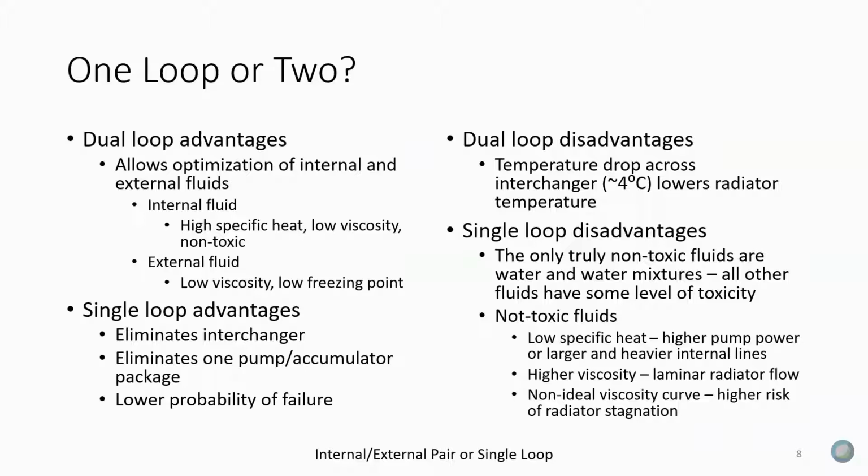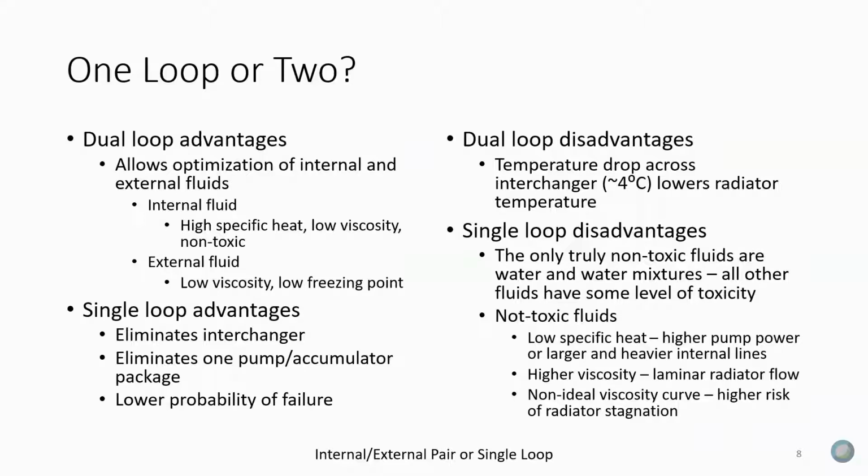But now if we look at the disadvantages of the dual loop, you always have a temperature drop across the interchanger. On Orion, it's about 4 degrees centigrade. And so that's going to lower your average radiator temperature. So once you've lowered the average radiator temperature, your specific heat rejection drops, and you need more radiator to get the same heat rejection. And so that can result in a mass growth. If you're just growing radiator area in the absence of anything else, that's a mass growth. So as I said, you've got to buy an accumulator, an interchanger, a pump package, and also some more radiator. So that's the disadvantages of a dual loop system.